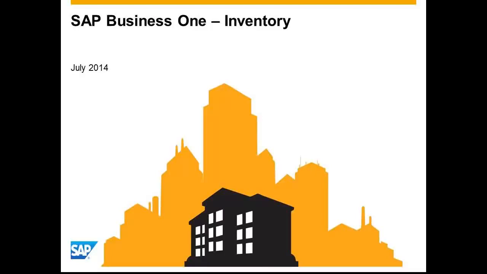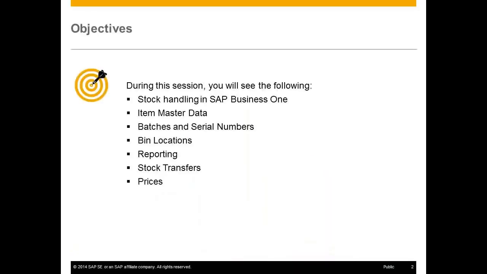Hello, and welcome to this session on inventory for SAP Business One. The objective of this session is to showcase some of the key features and functionality within the inventory area of the Business One product, including stock handling, item master data, batches and serial numbers, bin locations, reporting, stock transfers, and prices. Within the latest release of the solution, enhancements have been introduced to more easily manage stock by units of measure, pricing, and related components.